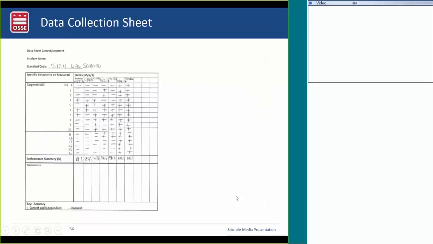Okay, here's a data sheet. Again, assume the student name is here. There's no date. Oh, yeah, there is. I'm sorry. The dates are okay. It has a name. It has the standard code. The standard skill is missing. The targeted skill is missing. Exactly. There's no targeted skill.